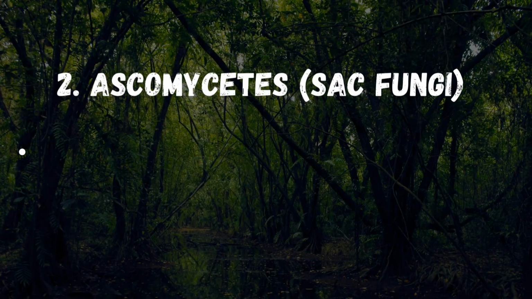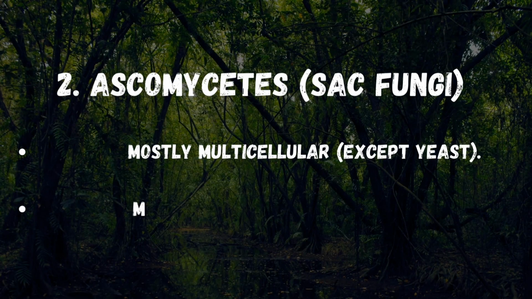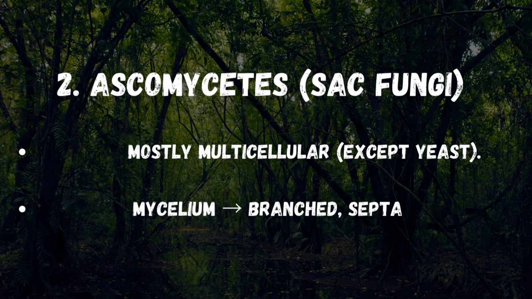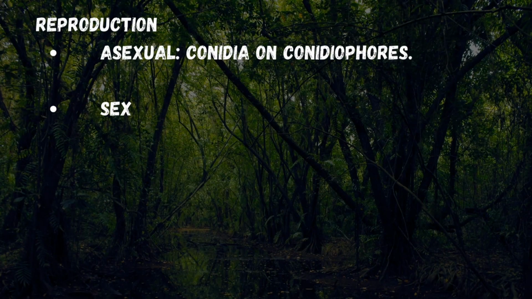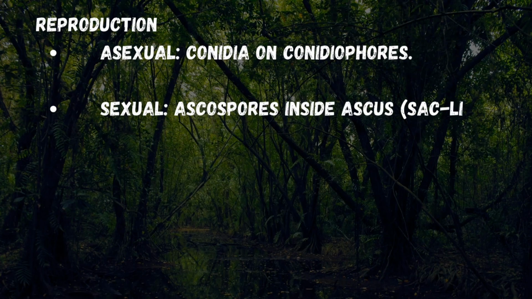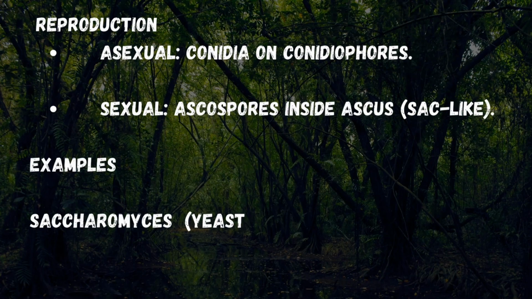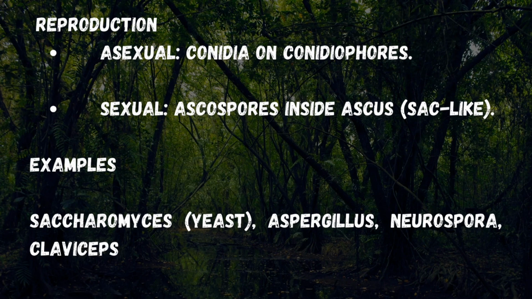Ascomycetes. They are mostly multicellular. Mycelium is branched and septate. Reproduction: asexually by conidia on conidiophores, sexually by ascospores inside the ascus. Examples are Saccharomyces, Aspergillus, Neurospora and Claviceps.